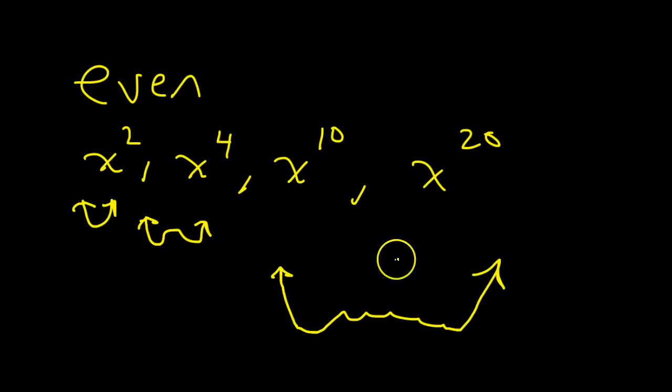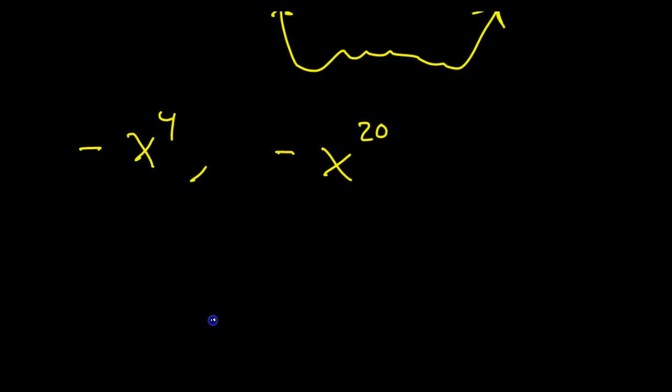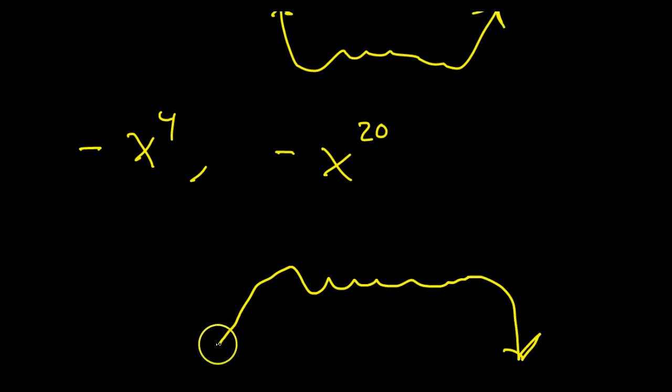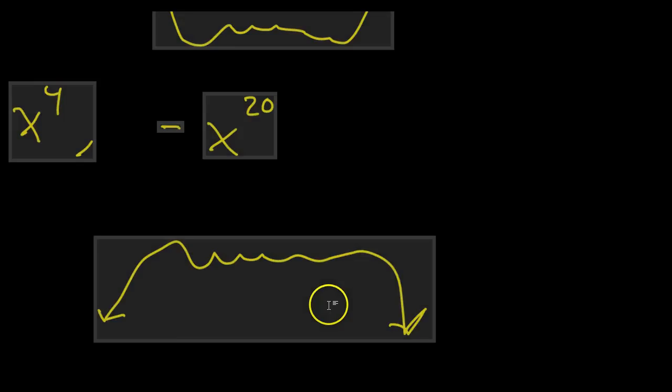If they're positive, the degree will just tell you how many little waves there will be. But if all you care about is the end behavior, if they're even, you know the arms will be facing the same way. And if these were negative, like if I had negative x to the fourth power, or negative x to the 20th power, negative leading coefficient, then both of my arms are going to be facing down, like this. On the other hand, let's talk about the odds.